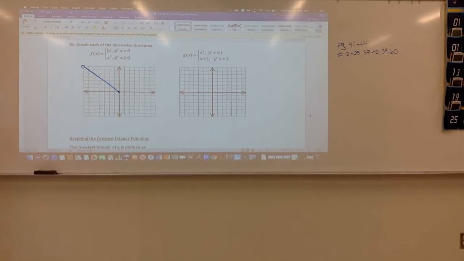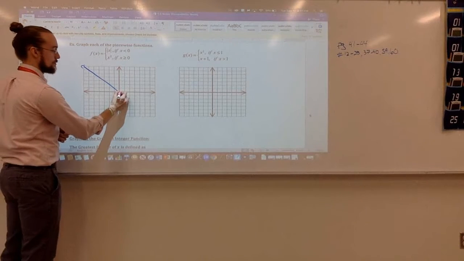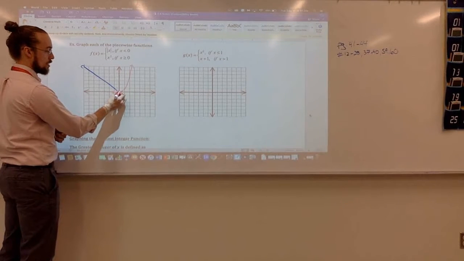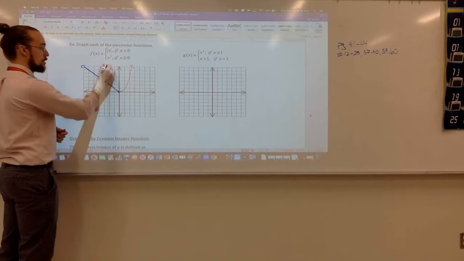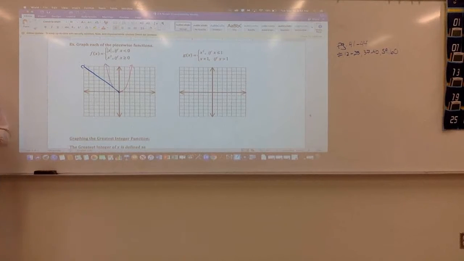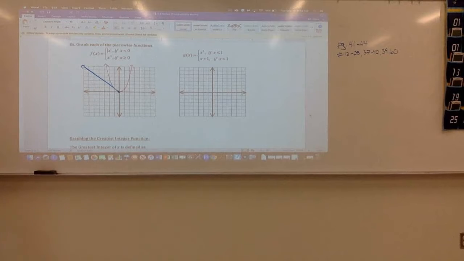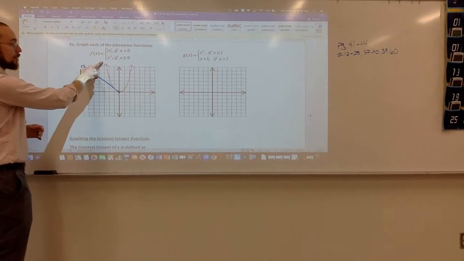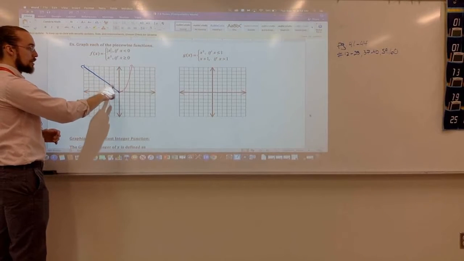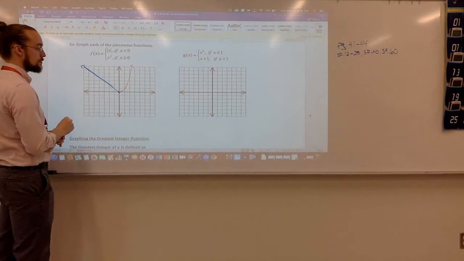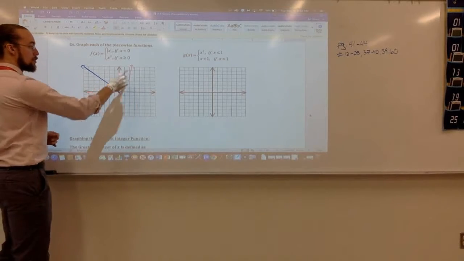Oh, so close. Alright, so x squared over here, x squared. Okay, so there's my whole piece of x squared. But if I then look at my domain, this says I only want x squared when x is greater than or equal to 0. So I want to get rid of this part where x is less than 0. And so I'm going to erase all that. Okay, and I just end up with this piece right here.